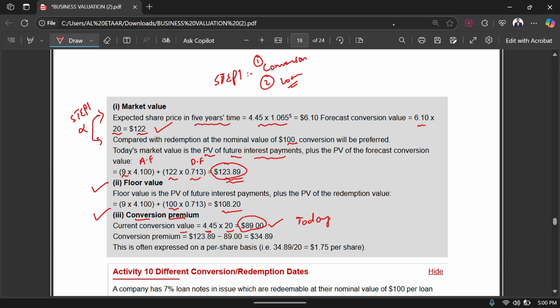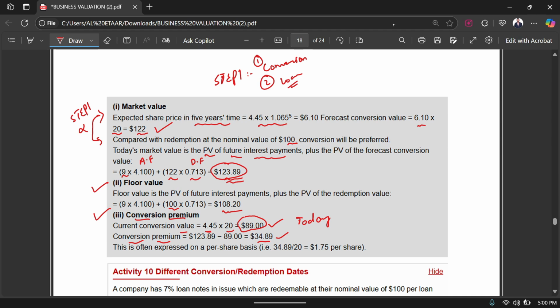So how much more am I getting after 5 years? That's my conversion premium, right? So for that, all you have to do is subtract these two values, and you get 34.89. That's your conversion premium. And this whole working also makes sense, right? So you see, this is how you calculate your conversion premium. You assume, what if I get the same shares today? That's $89. And after 5 years, it's going to be 123. So what's the premium? The premium is 34.89.